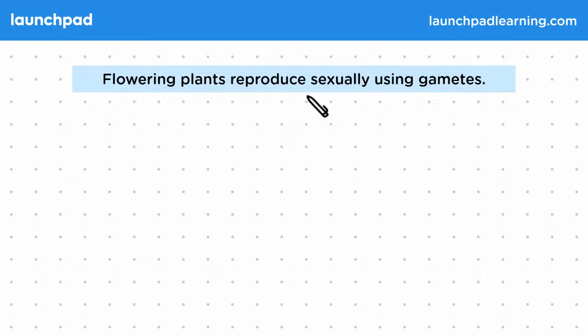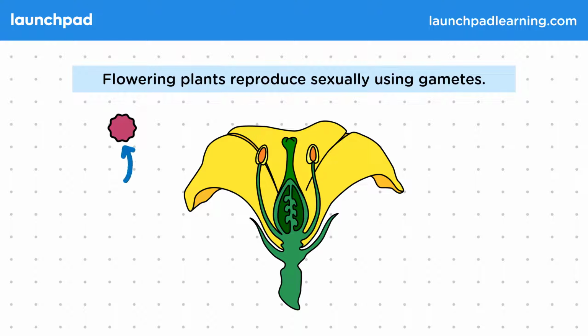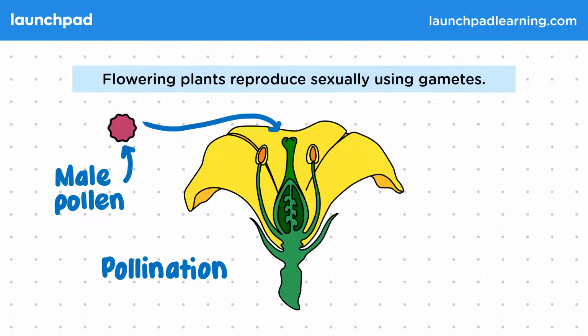Flowering plants reproduce sexually using gametes. The male pollen from another plant lands on the female part of this flower during a process that we call pollination. Because plants produce both male and female gametes, some types of plant can also pollinate themselves.